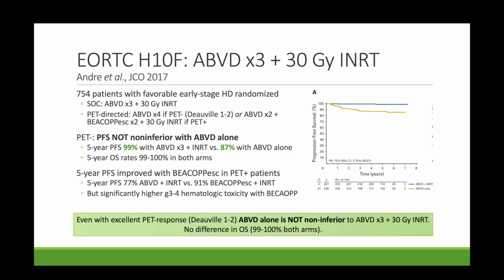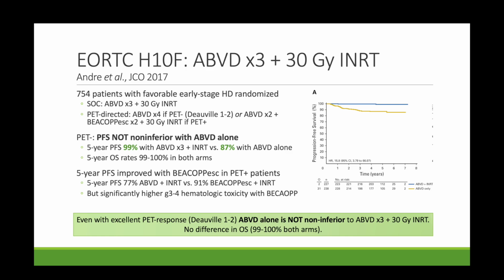And if they were in the PET-directed tailored arm, they were treated based on their PET response. So a Deauville 1-2 was considered a negative PET response, and everything else was considered a positive PET response. So that's another subtle difference, right? Because the German study group considered Deauville 1-3 as negative, and EORTC considered Deauville 1-2 as negative.